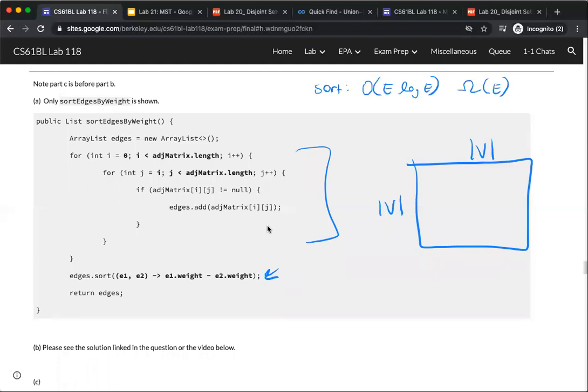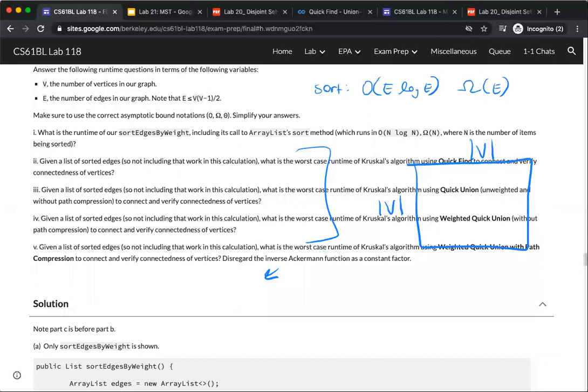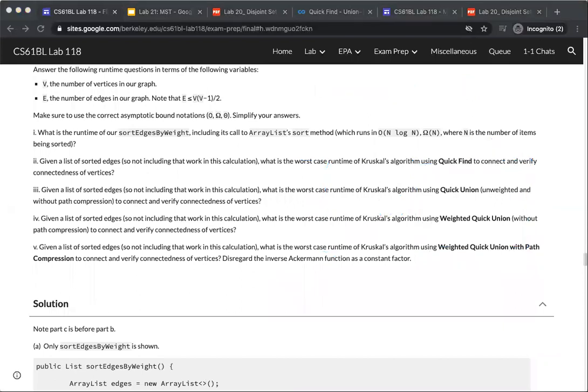And so the runtime for part I, let me write it here, is going to be O of v squared. This is for the iteration through our adjacency matrix, plus e log e, and this is the upper bound.